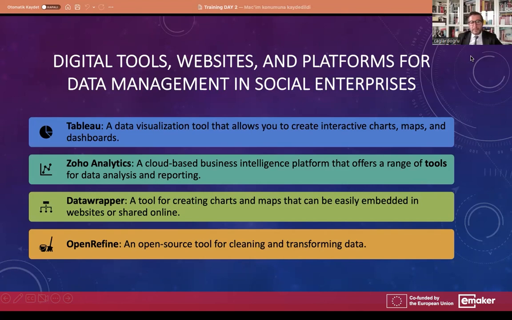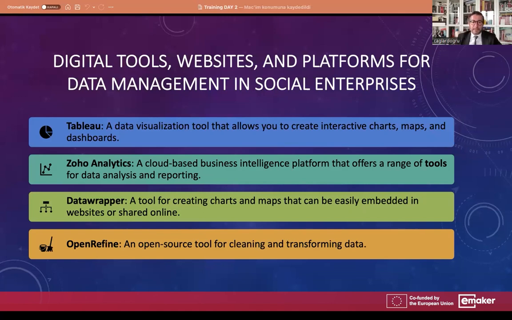Another one here is Zoho Analytics, a cloud-based business intelligence platform that offers a range of tools for data analysis and reporting. In this program, the data analysis and reporting will help you save time. The most important strength of this program is giving you the fastest way to reach your solutions.